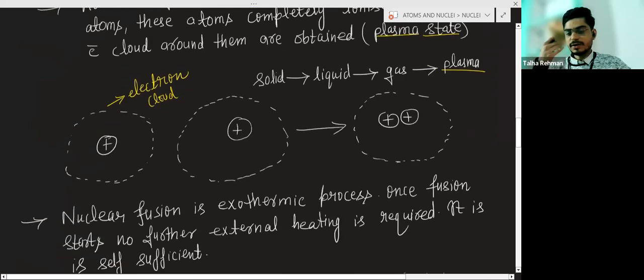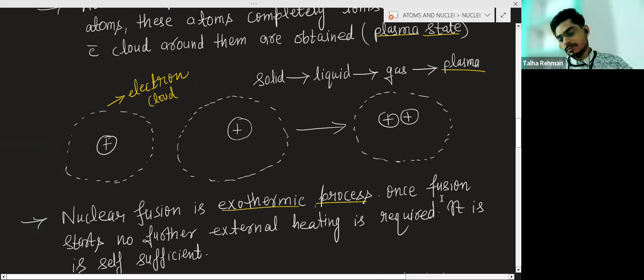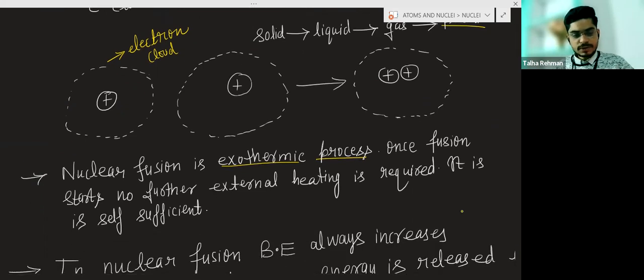And the fusion reaction will take place. We know that in a fusion reaction, energy is released. So fusion reaction is an exothermic process. And if it is an exothermic process, once the fusion has started, it will be self-propagated, or you can say it will be self-sufficient.